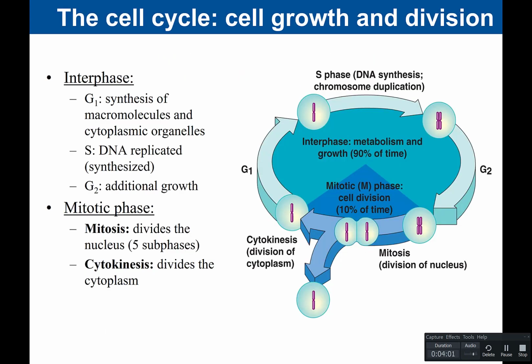The cell cycle is collectively composed of two big phases: interphase and the mitotic phase. Interphase is broken into three stages. We have G1, which is our synthesis of macromolecules and cytoplasmic organelles. This is where the cell is going to make its proteins, metabolize its carbohydrates, etc., and also synthesize its organelles. In preparation for division, we need to make more of different organelles so that when the cells divide, each cell ends up with a copy of those organelles.